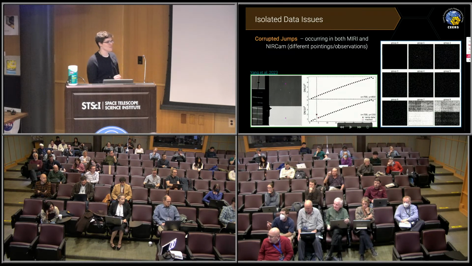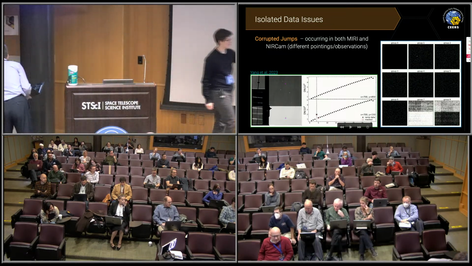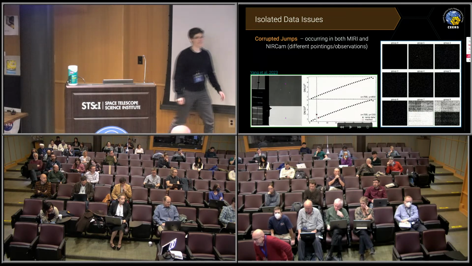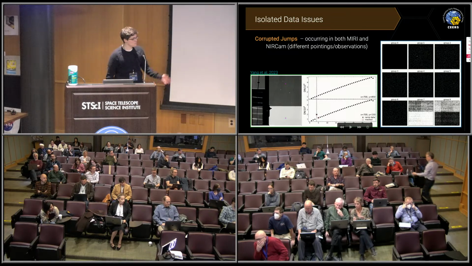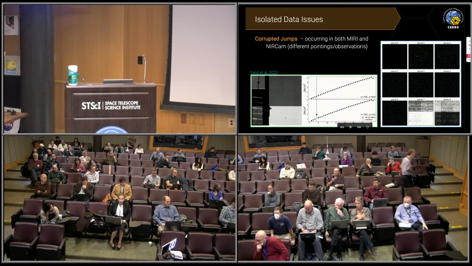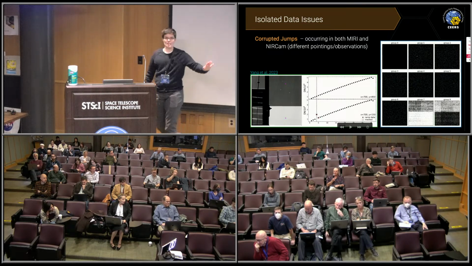So we just manually did it ourselves. Something similar happened on the MIRI side, except it didn't happen at the end. It happened in the fourth or fifth group, but it still affected half or more of the detector. In this case, we just masked the one group and the group that followed it. On the NearCam side, because it was the end of the ramp, we just masked the whole thing.